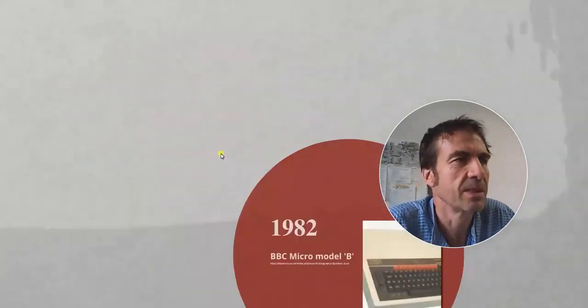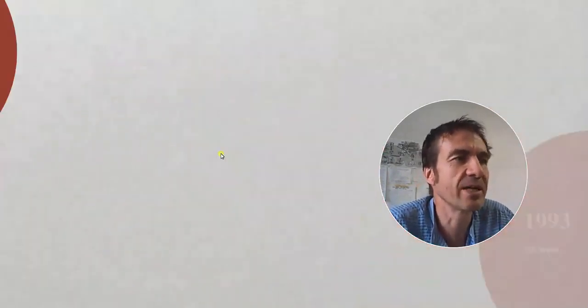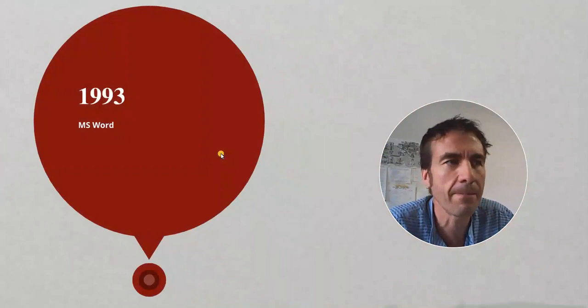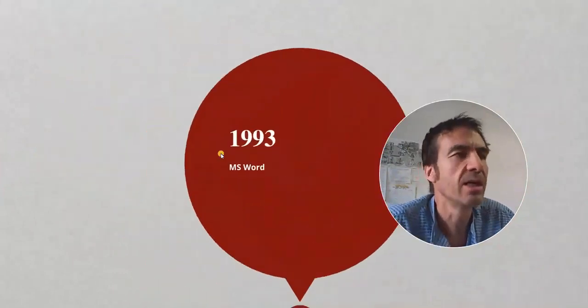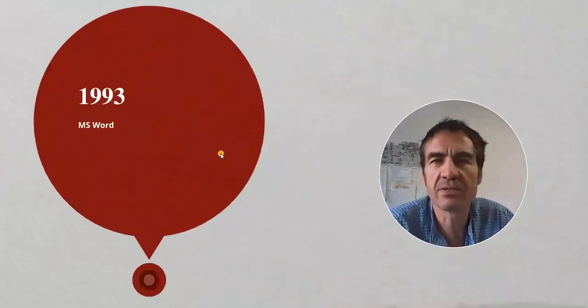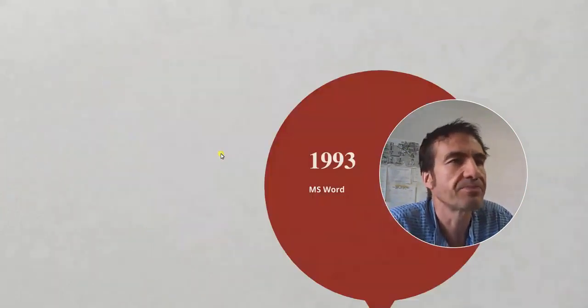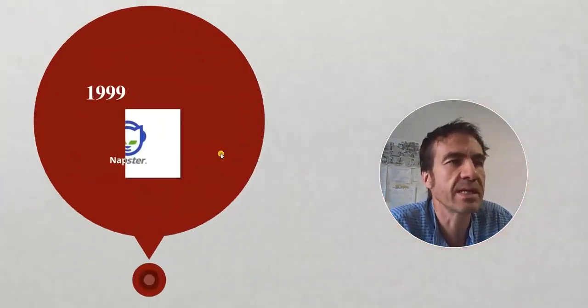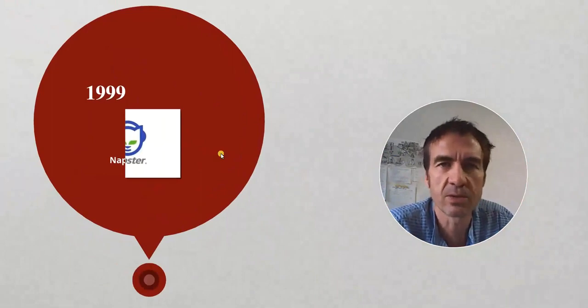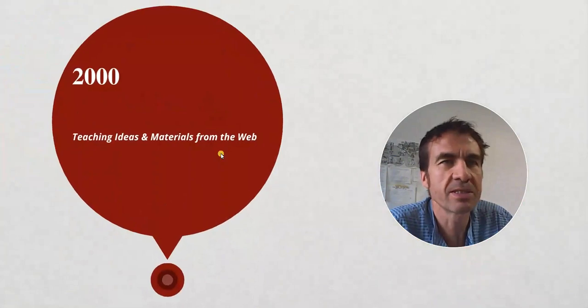So that was that. 1993, MS Word. Not been around that long. In fact, I did not even need to use MS Word during university. 1999, Napster, when I got to download lots of music for free. Is it stealing? Well, everyone steals now.